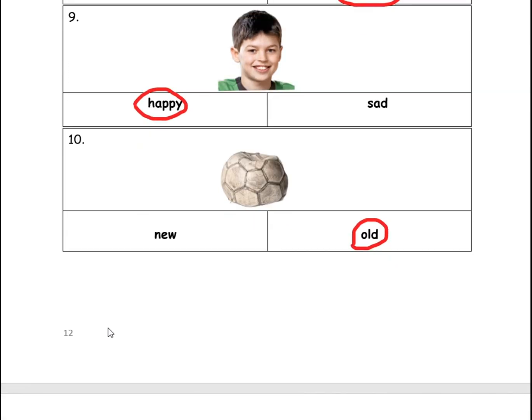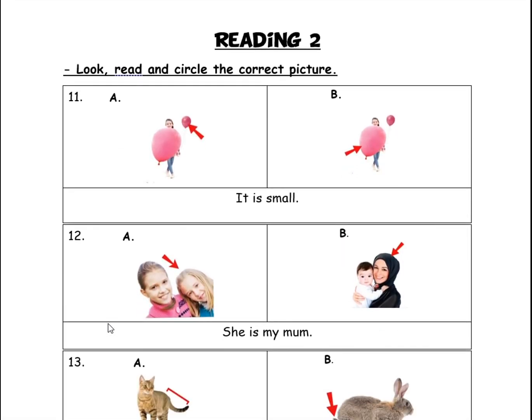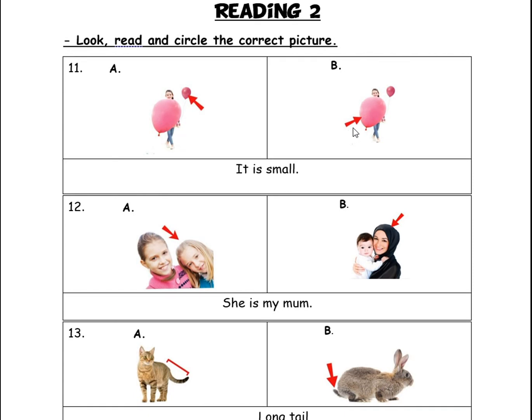Alright, next. Now here you have 2 pictures and 1 sentence. Let's read the sentence first. It is small. So which picture is small or has a small thing? This or this? Of course, this one. The balloon is small, and as you can see, we have this arrow that points to the small balloon.